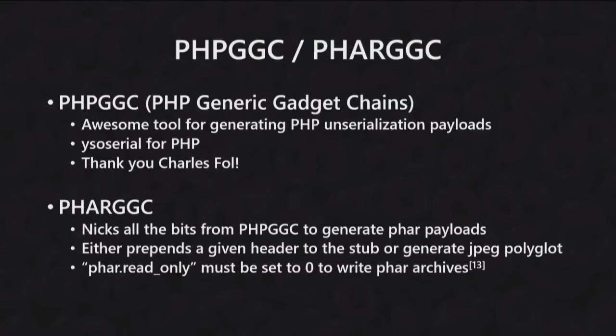PHPGGC, which I mentioned earlier, is essentially the PHP equivalent of ysoserial. It's a tool for generating payloads, which has almost like a database of known payloads within it. It's developed by a guy called Charles Fol, and he kindly gave me permission to branch it. So what I've done is add a really simple tool onto it called PHARGGC, which allows you to put these payloads into a PHAR using one of the two techniques I mentioned earlier. There's a php.ini setting which we need to set on our local system to actually be able to write to PHAR archives, because we let PHP do all the work in terms of generating the archive file.